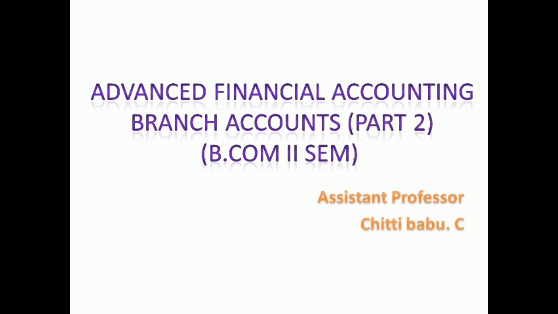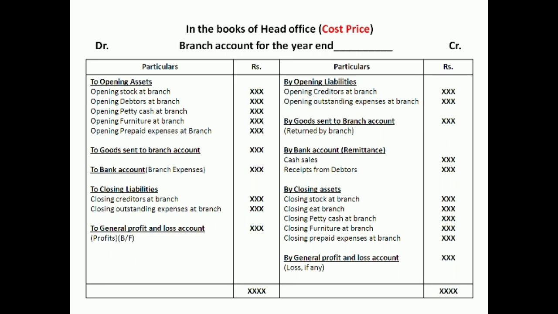First let me show you the difference between the format under cost price and under invoice price. You can see here, in the books of head office, under cost price, branch account for the year ended, whatever date is given in the illustration. The format I have already explained, but let me say it one more time. Here we start with opening assets as well as opening liabilities, and on the debit side we record goods sent to branch account.